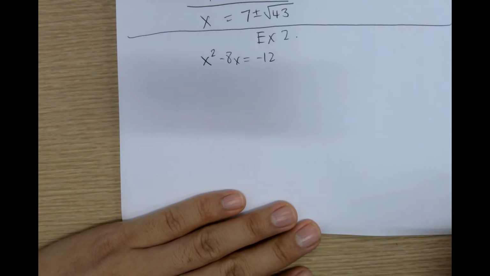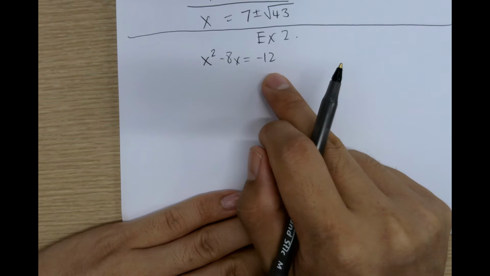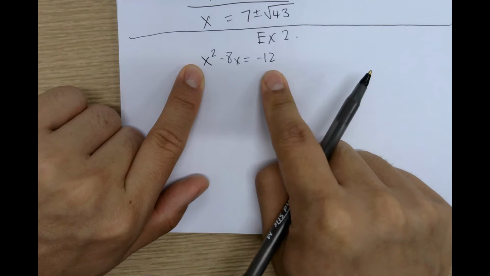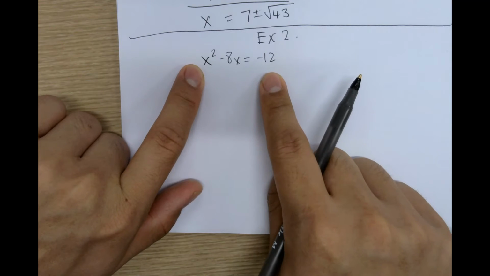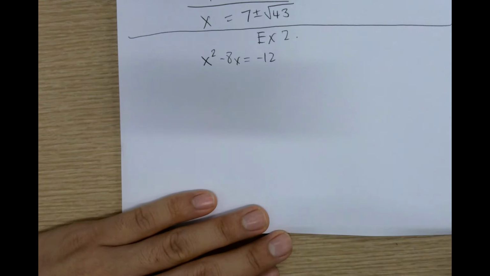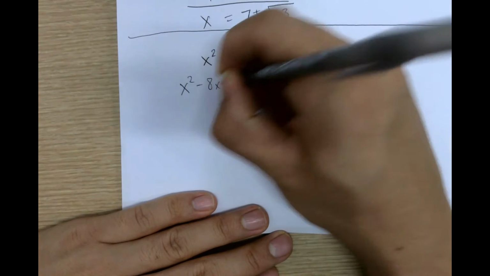In this new example, you can see that all the variables are already on one side, and all the numbers are already on the right-hand side. So you don't actually have to do anything here. You just have to complete the square. So I'm going to rewrite this where I complete the square.